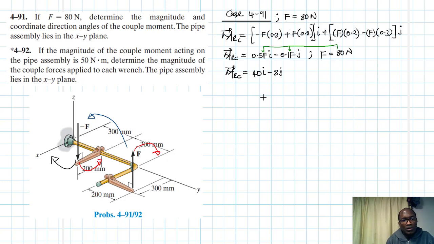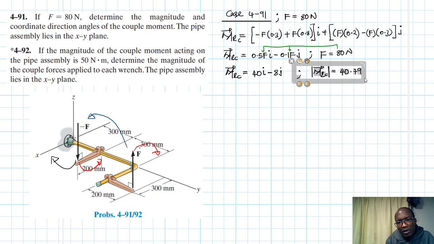With this information, we can now find the magnitude quickly. The magnitude of this is just going to be equal to the square root of 40 squared plus 8 squared, which gives us 40.79 Newton meters.